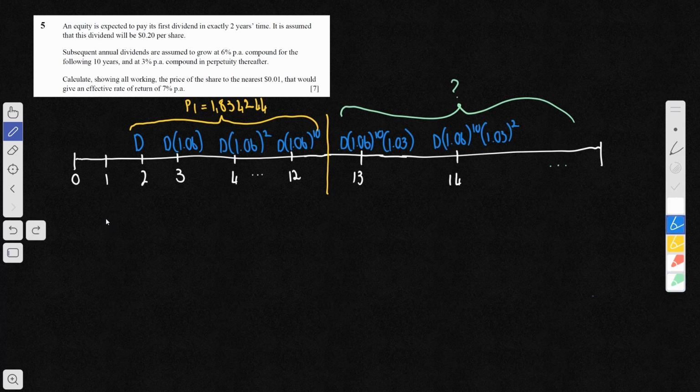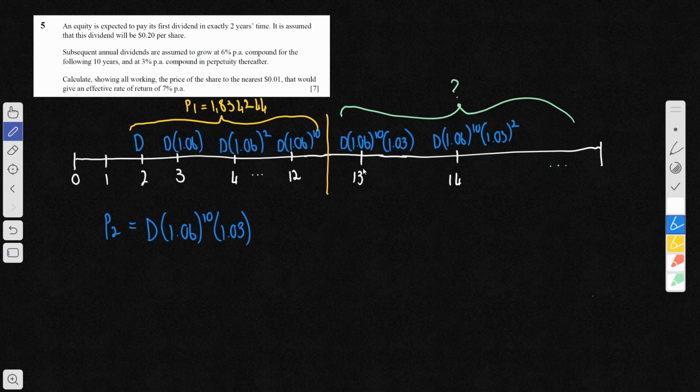So we follow the exact same recipe. I'm going to denote the present value of this dividend stream as P2. And I'm going to discount all of these cash flows to time 0. Now the first cash flow is D times 1.06 to the power 10 multiplied by 1.03 because the growth rate has changed.